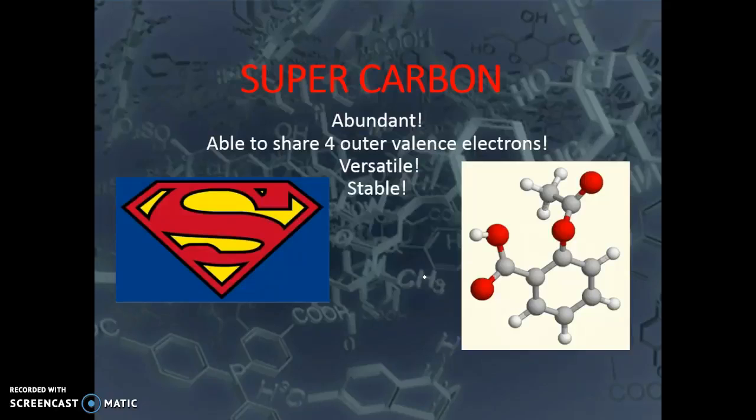And there's 4 reasons why you should recognize that carbon is amazing. First, it's abundant. There's tons of it everywhere. It has 4 valence electrons, so it can bond with 4 other atoms at the same time covalently. It's versatile, so it can bond with a lot of different things, and it's also very stable. So once it's bonded, things don't fall apart.